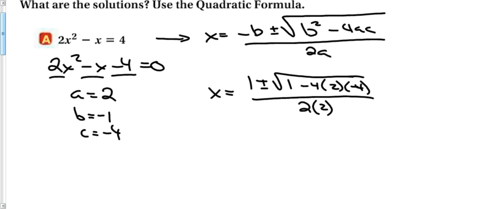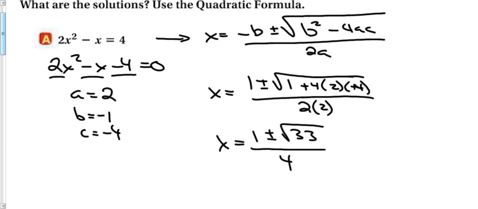Okay, so this simplifies into 1 plus or minus the square root of 33, because it's 1 plus 32, right? Because a negative and a negative cancel each other out. 1 plus 32 over 4. And those are my two answers. 1 plus the square root of 33 over 4, and 1 minus the square root of 33 over 4.